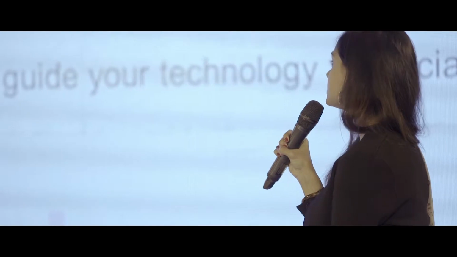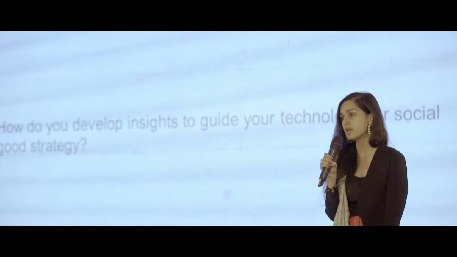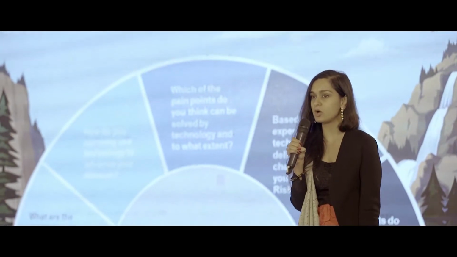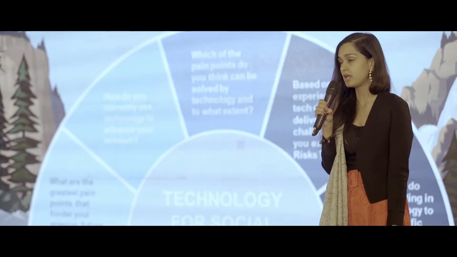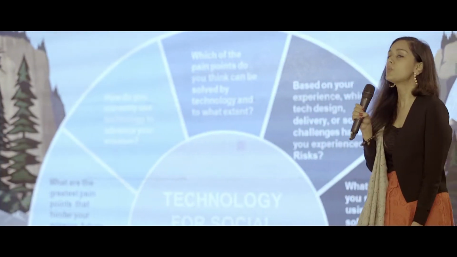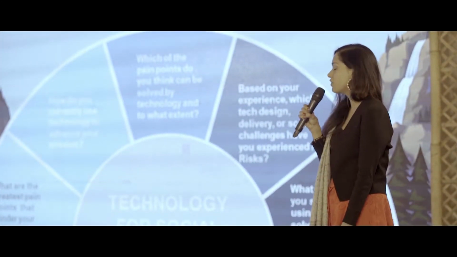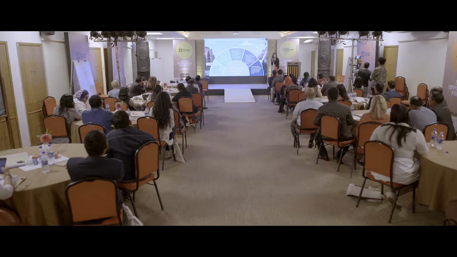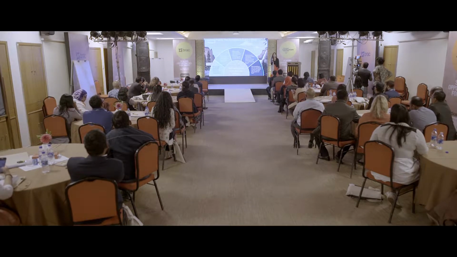So, we wanted to ground this session in two main frameworks. The key question is, how do you develop insights to guide your technology for social good strategy? The first framework is an inward-looking framework. It's very much about an organization thinking about what social sector challenge they're trying to crack, who they're trying to be. The first key question we encourage organizations to ask is, what are the greatest pain points that hinder your mission, future vision, or scale? What is getting in your way of solving the social sector challenge that you're trying to solve, and what perspective are you coming from? Not just today, where do you want to go tomorrow as well?